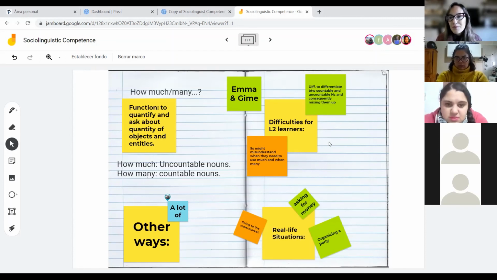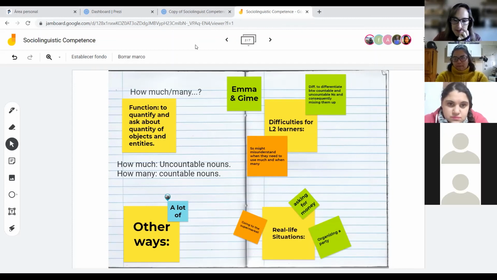Yes, ¿cuánto? Rocío, you're muted. Cuánta, again. Cuántas y cuántos? Yes, cuánto, cuántas, cuántos, right? But those differences don't have to do with countable and uncountable nouns, right? So there we have another.